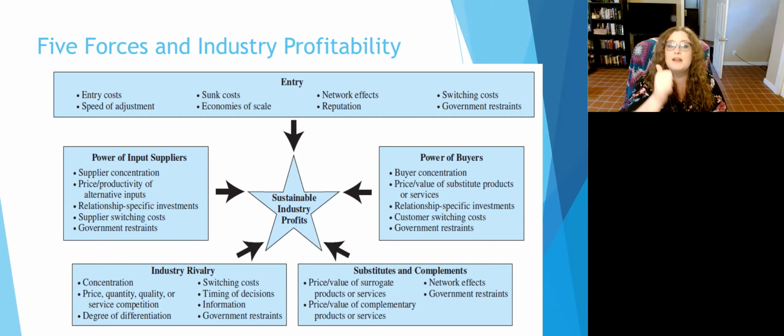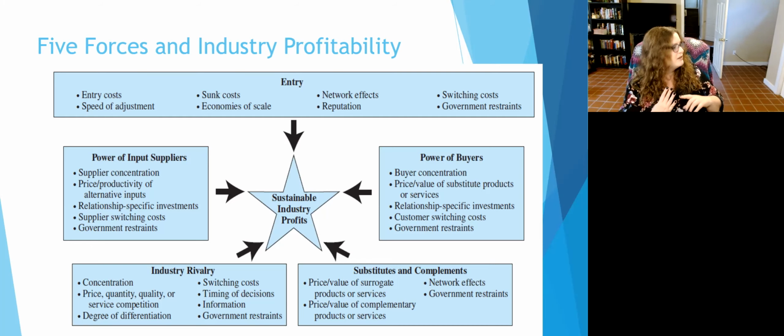First, we need to think about entry. What are the entry costs for us to start a business? What are the sunk costs, the money that I'm going to put into this business that I am never going to get back out? The time and resources I'm going to put into this business that I'm never going to get back out? The network effects, what is this going to do to my network? The switching cost, how much is it going to cost me to switch from making calzones to pizzas, right?